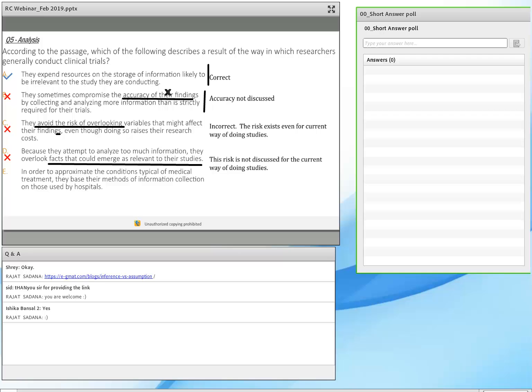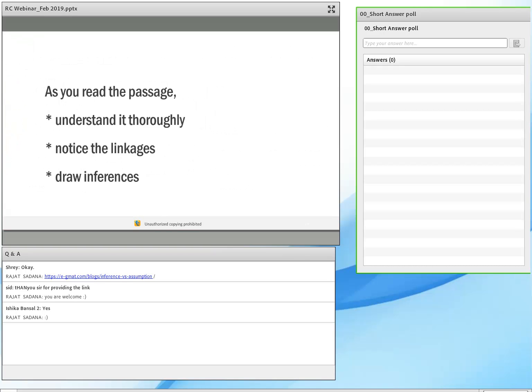So one thing that I want to make sure you do is the pre-thinking. As you read the passage, make sure you read it correctly, understand it thoroughly, and as you see the transition from one sentence to the other, notice the transition words and consequently the linkages. And if you're drawing inferences while you're reading it, you'll find that answering questions becomes very, very simple.